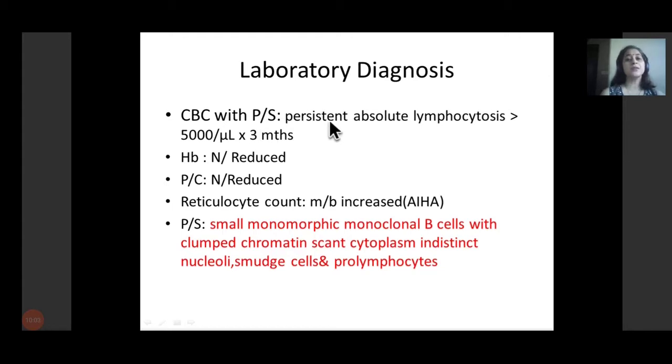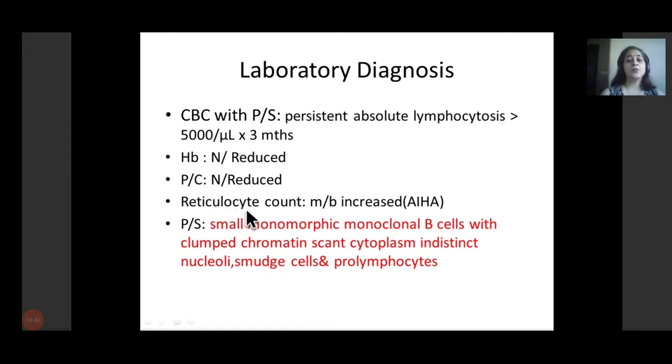So what we see is a persistent absolute lymphocytosis of this amount for more than 3 months, as I told you, as a diagnostic criterion. Then we have the hemoglobin, which could be normal or reduced. If it is normal, it is asymptomatic, or a stage where the patient can be just kept in wait and watch. Or it could be reduced, which we'll discuss in the subsequent slide, how it is to be staged. Then we have the platelet count, which could be normal, again wait and watch, or it could show thrombocytopenia, again a call for treatment.